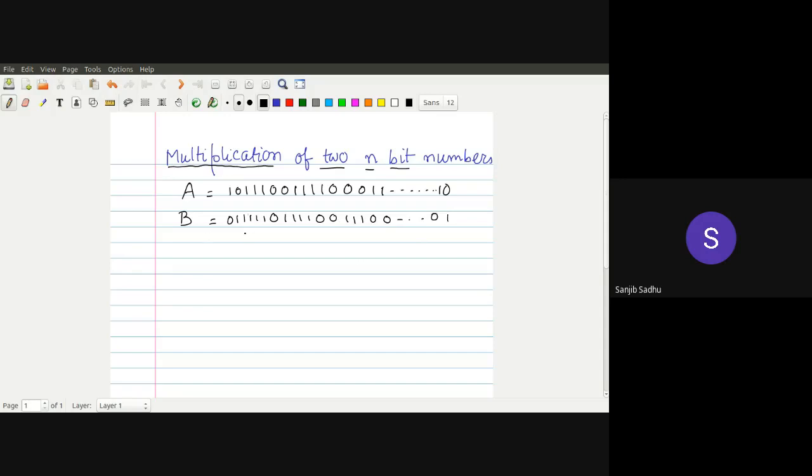Now if you want to multiply this, you know that A into B you can compute using the methods that you already know, that I will multiply this one with all these B's, then zero with all these B's, in this way. But that will take how much time? Big O of n square. These are the n bits, total n bits are there, so big O of n square. Clear?